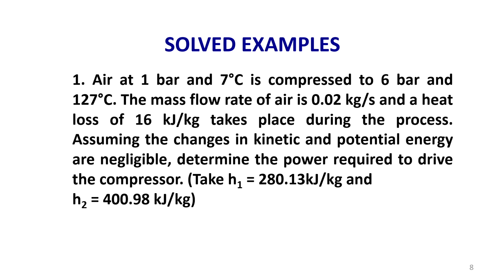Air at a pressure of 1 bar and 7 degrees centigrade is compressed to 6 bar and 127 degrees centigrade. The mass flow rate of the air is given, that is 0.02 kg per second, and a heat loss of 16 kilojoule per kg takes place during the process. So, during the process, for every 1 kg of air, there is a loss of 16 kilojoules of heat. Assuming the changes in kinetic and potential energy are negligible, determine the power required to drive the compressor. The enthalpies of the working fluid, H1 and H2, are given.